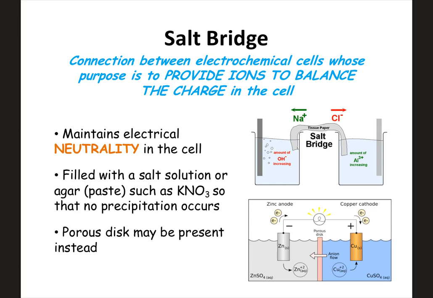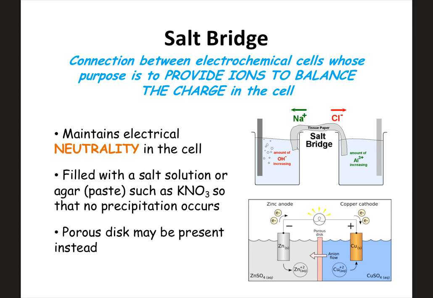You soak the filter paper in the solution that you're going to use, like your KNO3, and then you just drape it between the two cells, and that will allow the ions to flow through the paper to balance the charge and maintain electrical neutrality. So you need to know that when you have these voltaic cells set up, you must have the salt bridge separating the two. You have to have this salt bridge going into each of the electrochemical cells.